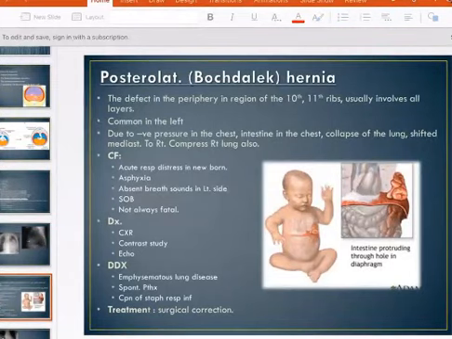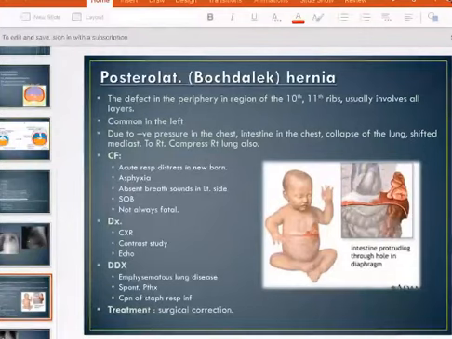How can we make the differential diagnosis of that one? Maybe you have emphysematous lung disease, which also presents early in life as acute respiratory distress with shortness of breath, and maybe you have a spontaneous pneumothorax.